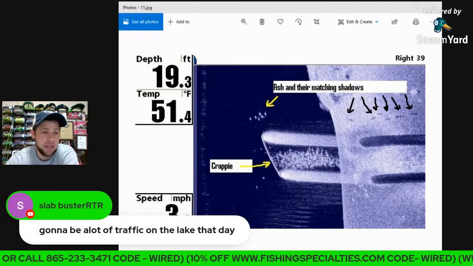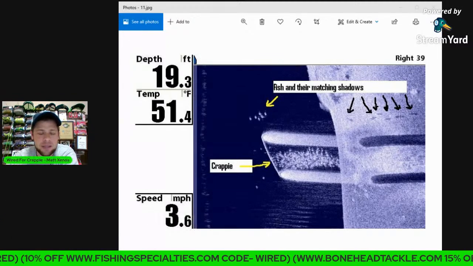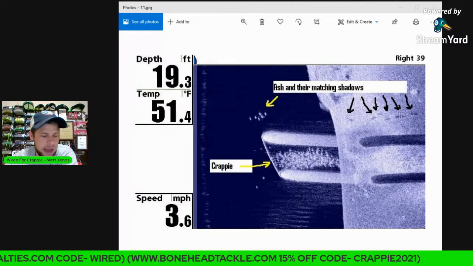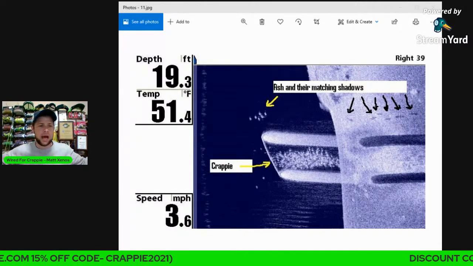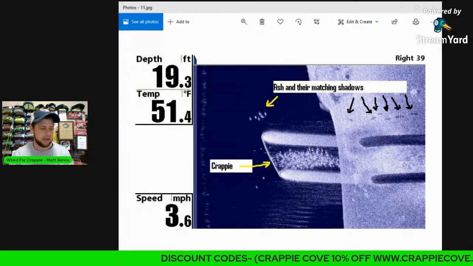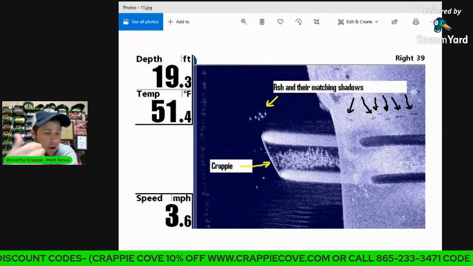Slab Buster says there's going to be a lot of traffic on the lake that day. There will be, and that's why we're having a pre-tournament meeting, Slab Busters, because we want to remind everybody that with the hourly thing coming in and out, there's going to be a lot of boats coming in and out. Tom Fuller is a huge place. It's very wide. The lake is very, very wide there. It's very safe to come in and out of. And we're going to make sure that we have that conversation with everybody about, look, there's guys going to be in and out of here every hour, all day.